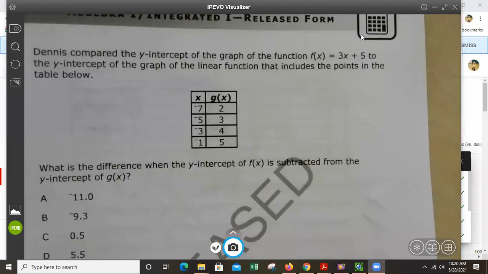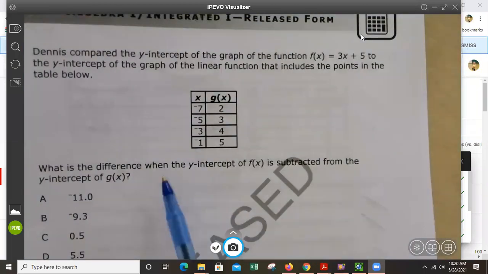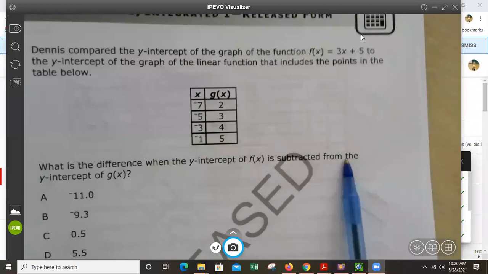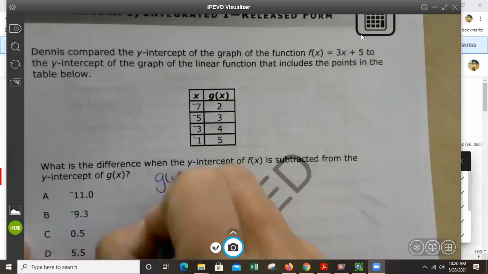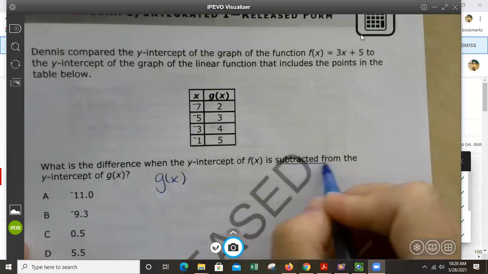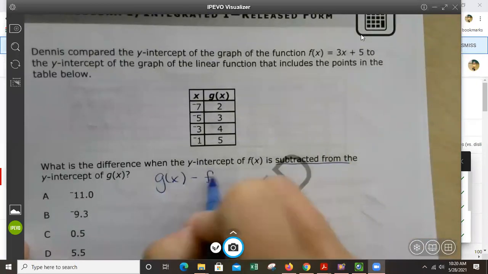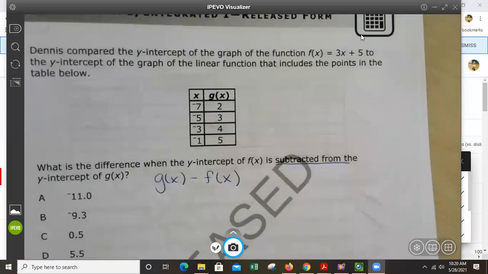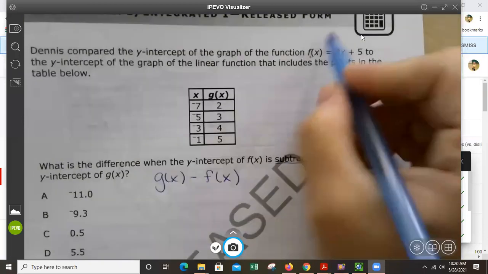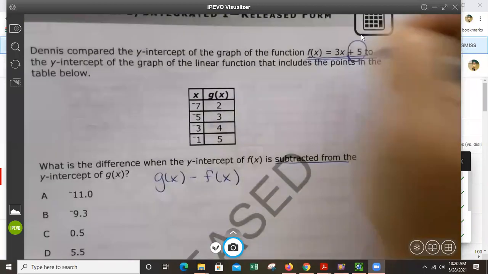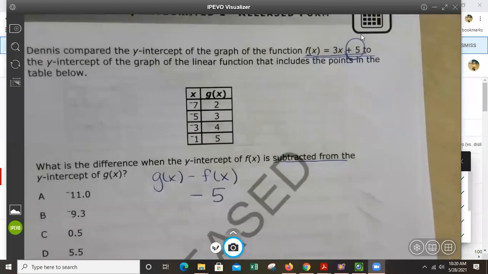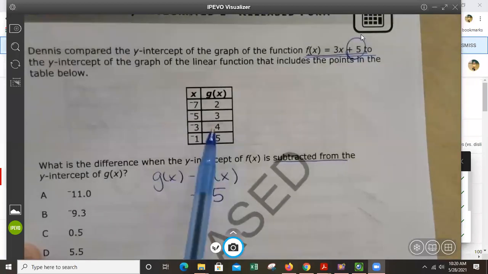It said, what's the difference? I'll read the top in a minute. What's the difference when the y-intercept of f of x is subtracted from the y-intercept of g of x? So it says, read it, subtracted from g of x. Okay, that's just so you can see what we're doing. Well, up here is f of x. What's the y-intercept? 5. How can I find the y-intercept of this?